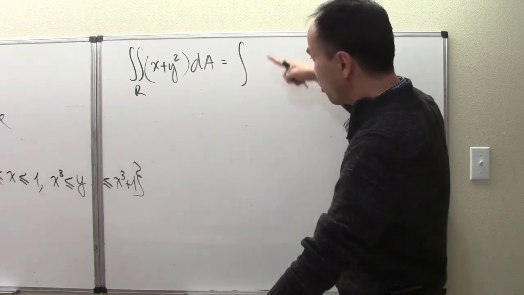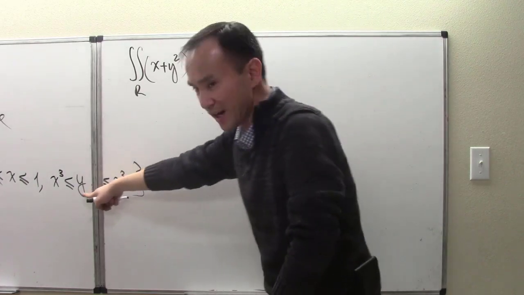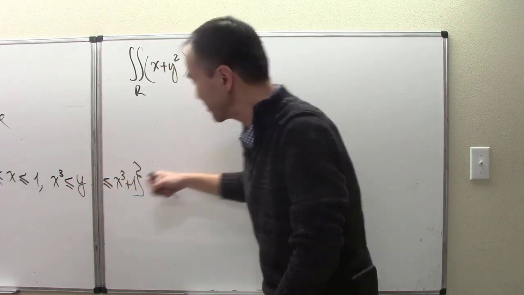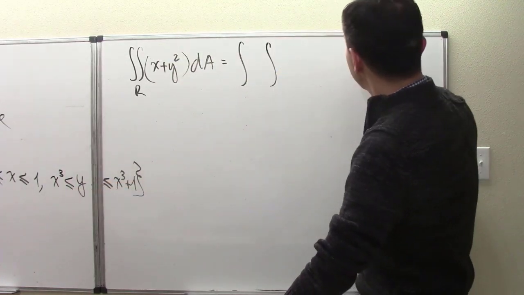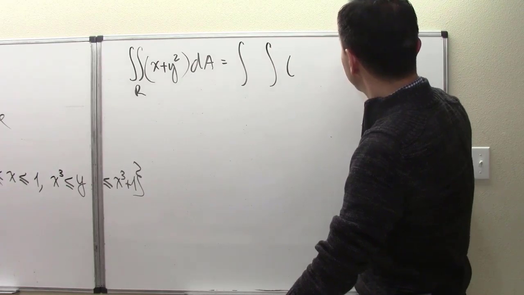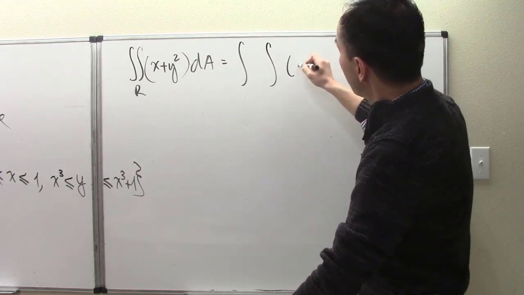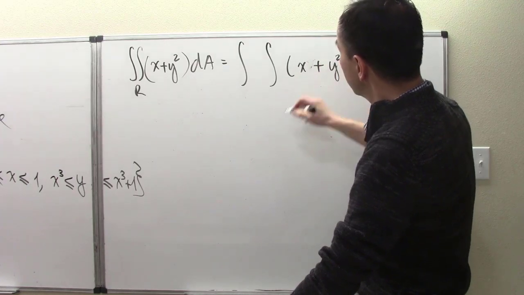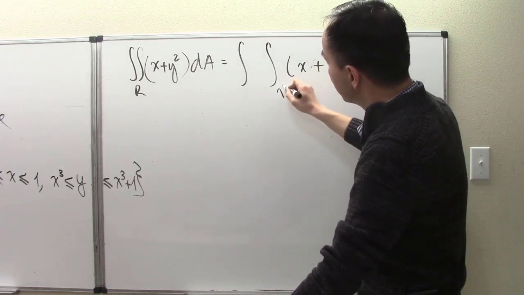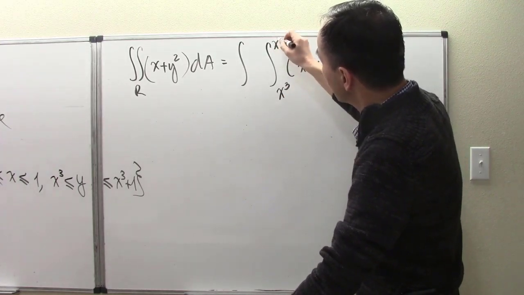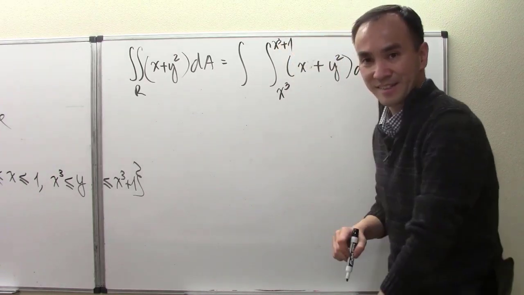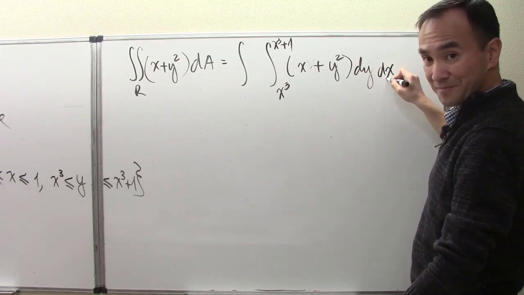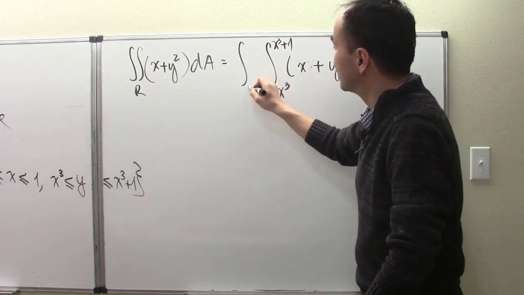You see, the y variable is the one that's being restricted between two varying expressions. So we are integrating the function with respect to y first. The function here is x plus y squared. But we're integrating that from the low being x cubed, and the high being x cubed plus 1. And then we're integrating again with respect to x from 0 to 1.